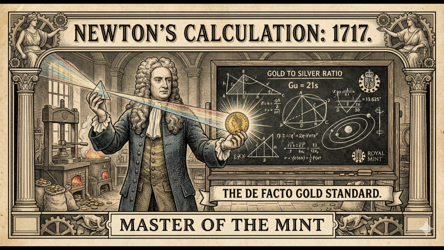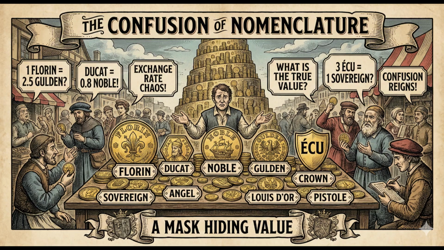3. The confusion of nomenclature: florins, ducats, and nobles. One of the most persistent obstacles to the stabilization of the European gold economy was the chaotic diversity of monetary nomenclature. As gold coinage spread across the continent following the 13th century revival, a confusing proliferation of names and denominations emerged. While the Florentine florin and the Venetian ducat served as the initial archetypes, nearly every European prince, bishop, and free city began to issue their own versions.